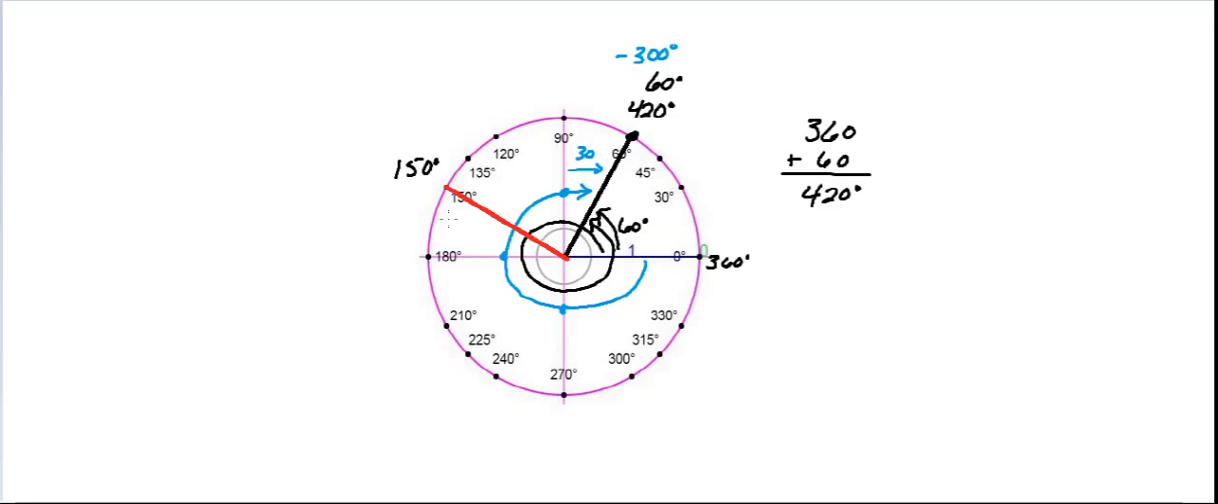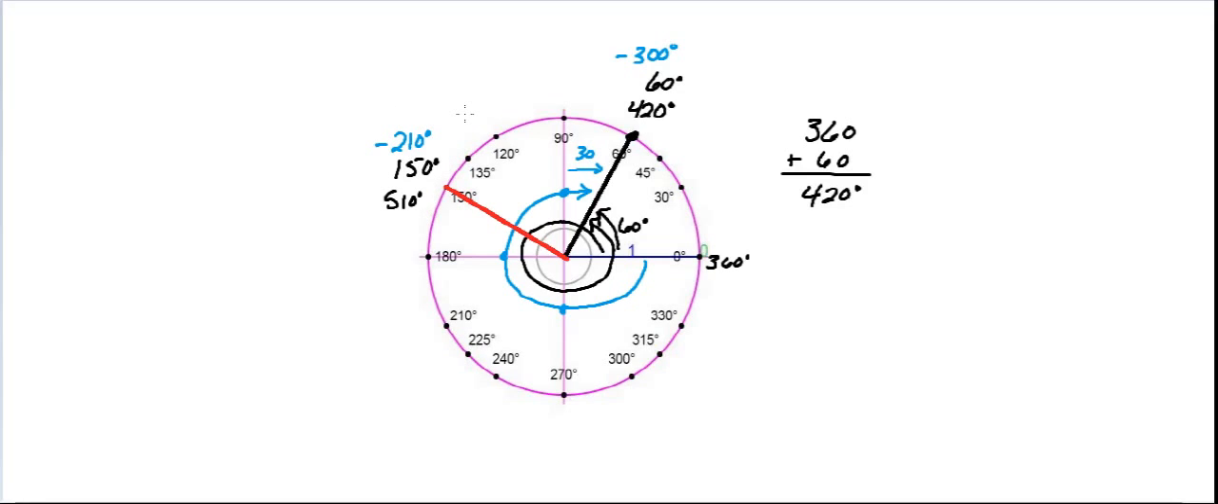Well, if I'm traveling clockwise, that means I'm going in the negative direction. So my answer is going to be negative. I'll travel 180 degrees to get to here, and then I'll have to travel an additional 30. So I'll have to travel negative 210 degrees. Likewise, of course, I could travel all the way around the circle, and then again to 150, which would be 360 plus 150, which would give me 510 degrees. All three of these angles are considered coterminal.